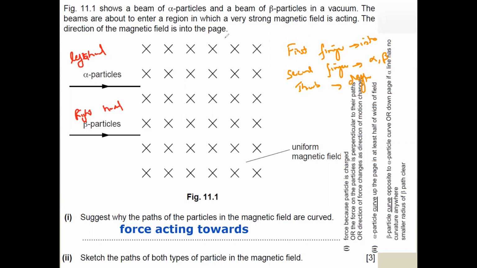So when we apply the rule here, we will observe that the alpha particle will go up and the beta particle will go down, and the deviation of alpha is less than the deviation of beta.